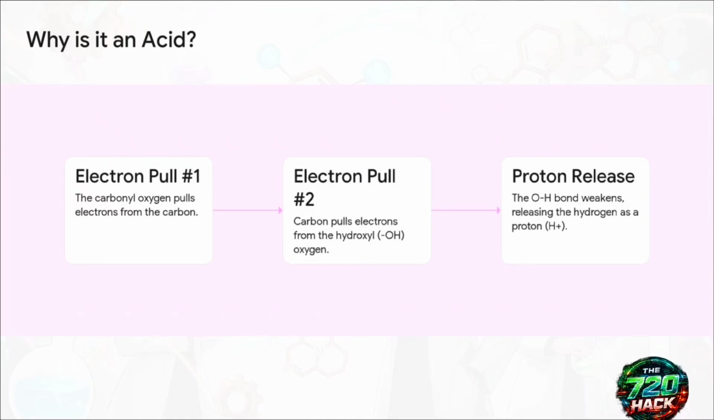So why is it acidic? Okay, this is a fantastic little chain reaction. The carbonyl oxygen pulls electrons away from the carbon. That carbon, now feeling a bit electron poor, starts pulling electrons from the oxygen of the neighboring OH group. This whole tug-of-war weakens the bond to that final hydrogen, making it super easy for it to just pop off as a proton. And releasing protons, well, that is the very definition of an acid.